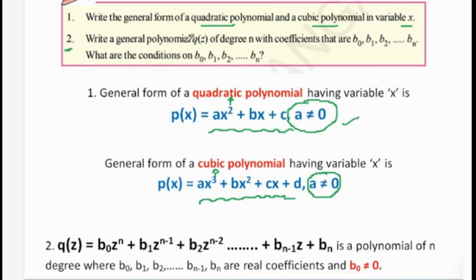Second one, write the general polynomial q(z) of degree n with coefficients b0, b1, b2, so on bn. What are the conditions on b0, b1, b2, so on bn? q(z) is a polynomial: b0 z to the power of n, where b0 is a coefficient and z to the power of n is the variable term, b1 z to the power of n minus 1, b2 z to the power of n minus 2, so on, bn minus 1 z plus bn. It is a polynomial of degree n and the condition here is b0 should not be equal to 0.